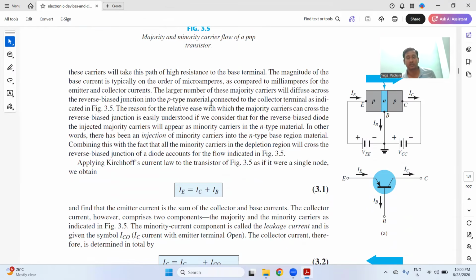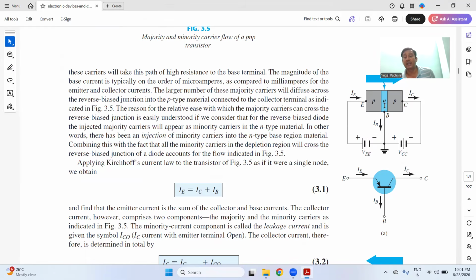And here the discussion is the same. We apply the Kirchhoff current law to the equation. Then the equation becomes IE equals IC plus IB, whereas 95% of the current is given by IC and 5% of the current is given by IB. The total current will be equal to IE, which is the 100% of the current, 95 plus 5.